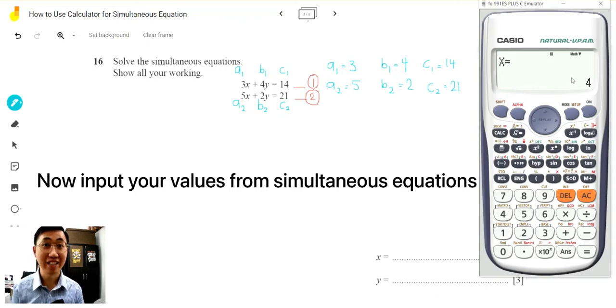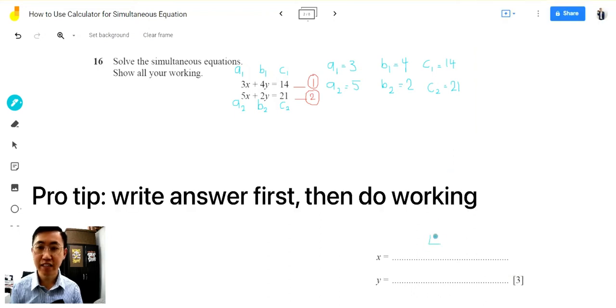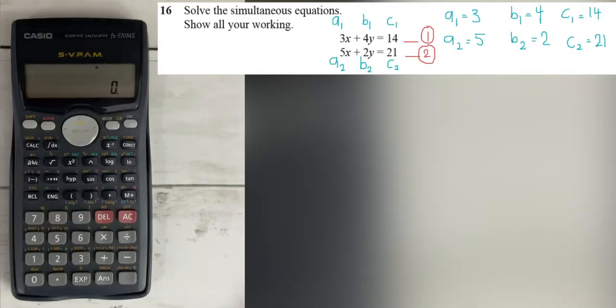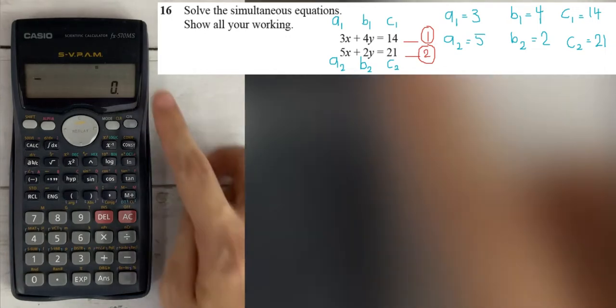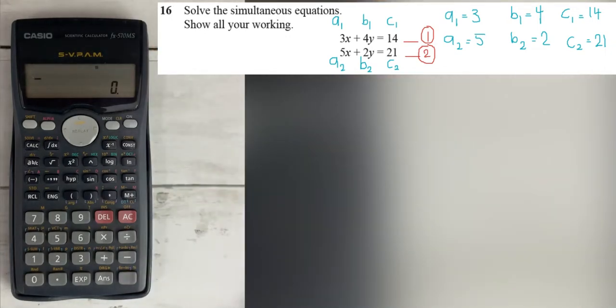So you will see the X is 4 and Y is actually 0.5. So what I will do is I'm going to write the answer here first. So you can put 0.5 or half. Then only go on to write your working and make sure they are going to match with X is 4 and Y is 0.5. I'm going to show you how to use FX570MS model calculator to do simultaneous equation, okay?